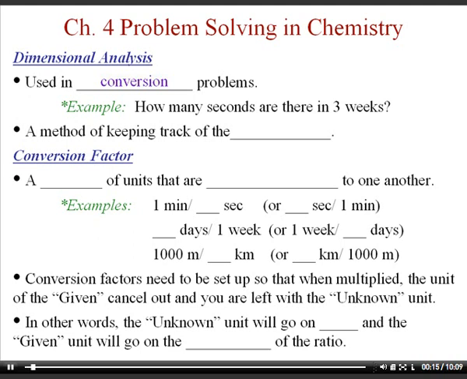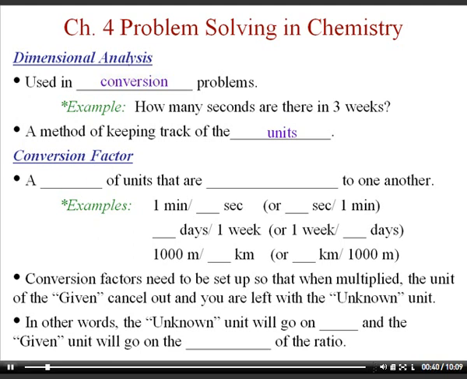Dimensional analysis is a fancy way of saying that you're going to be tracking the units that you're changing from one unit to another. So in our example problem we have how many seconds are there in 3 weeks. The dimension is the number of weeks, and we're going to analyze that unit and eventually change it into the word seconds. So this is a method of keeping track of the units.